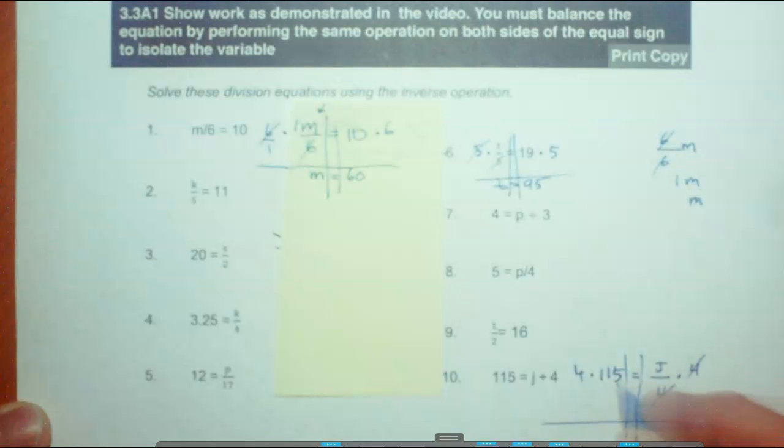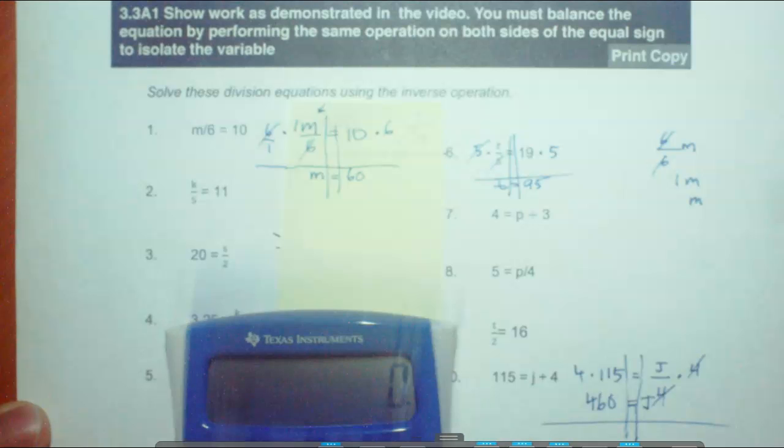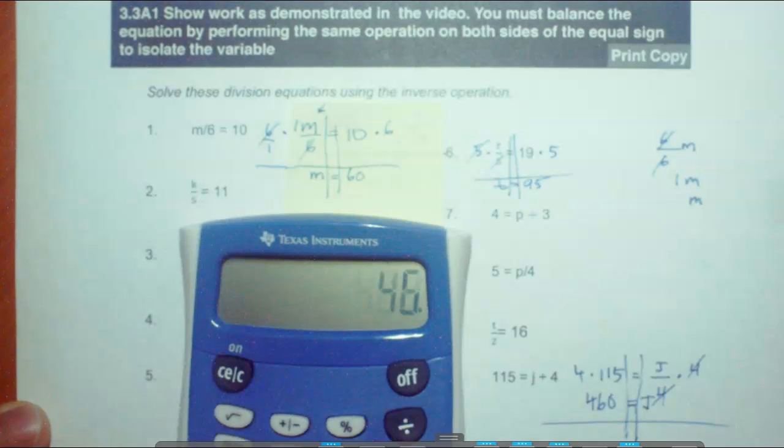4 times 115. Well, 4 times 100 is 400. Sorry about that. 4 times 100 is 400. 4 times 15 is 60. So this would be 460 equals j. And you can try it. Always you can check your answer. 460 for j divided by 4 equals 115. Yeah, we got our answer back.